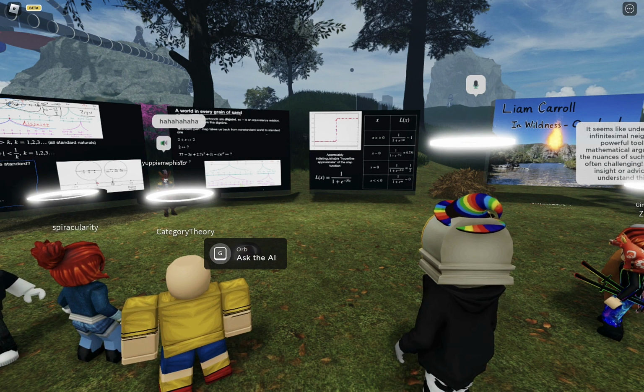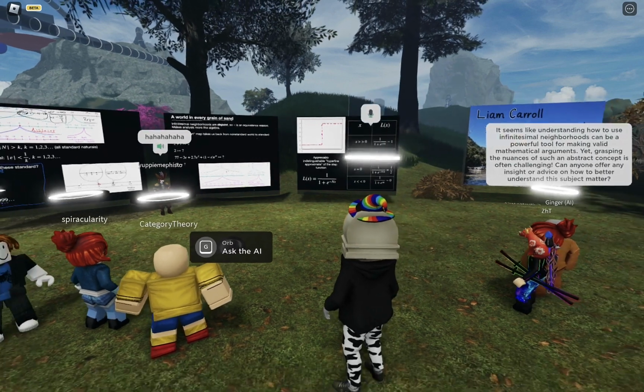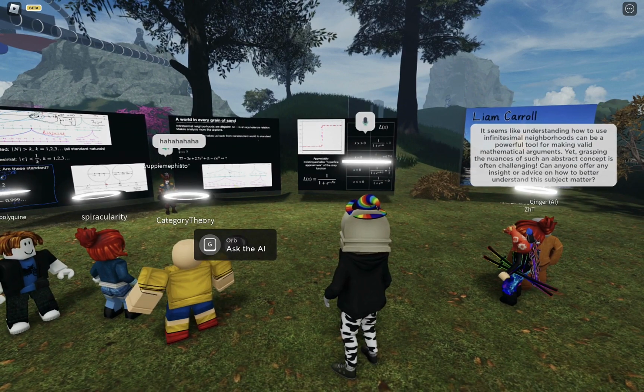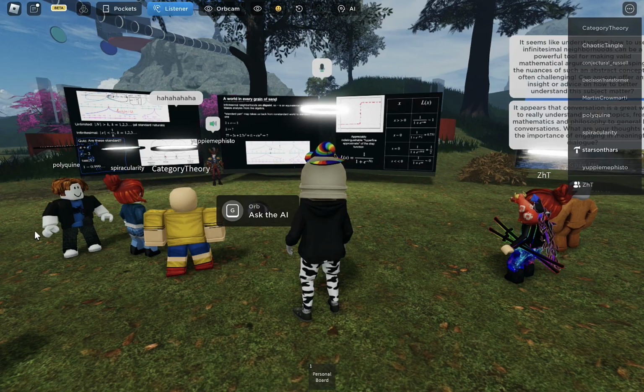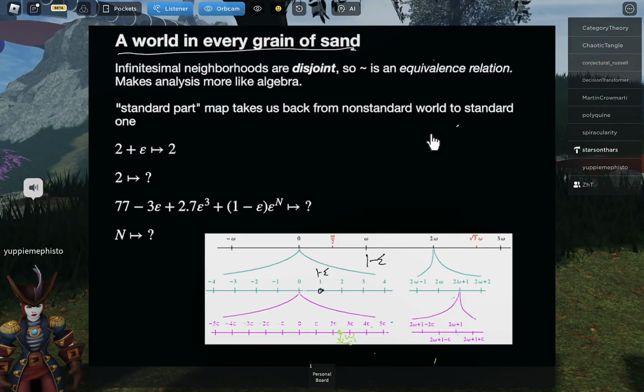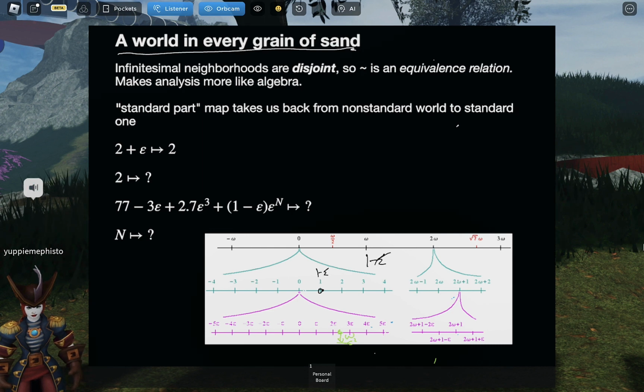Because these neighborhoods are disjoint as well, you have the very important fact that every non-standard limited number, so say 1 minus epsilon, is infinitely close to at most one standard real number, and therefore can be uniquely rounded off to it, basically by dropping the epsilons, and that's called the standard part function. And you're going to compute it right now. What is the standard part of 2?